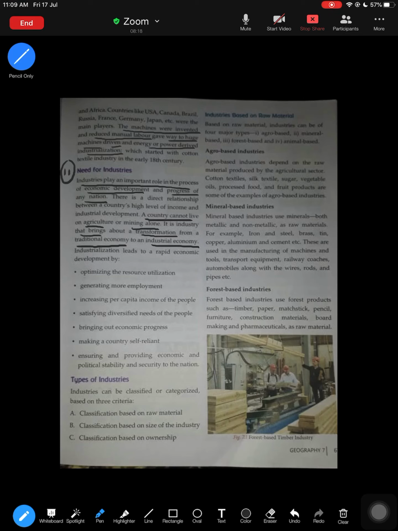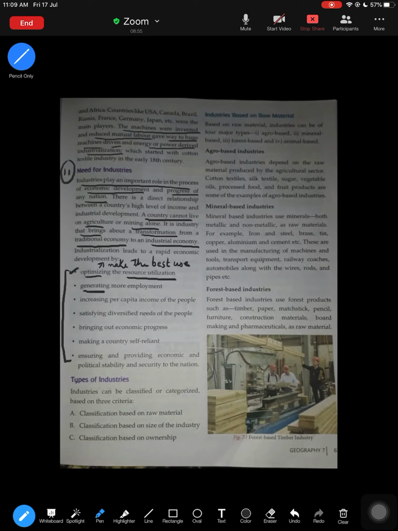Now, here are a few reasons why we need industries. The first reason is optimizing the resource utilization. If we have industries, we are going to optimize the use of resources. Optimize meaning make the best use. With the help of industries, we are going to make the best use of all the resources that are available to us. If there are no industries, then we cannot use our resources in an effective manner. But only with the help of industries, we can use those raw materials in a more optimized way, meaning in the best way.